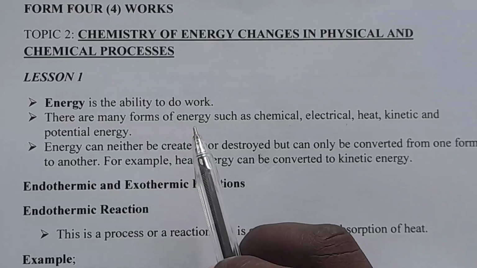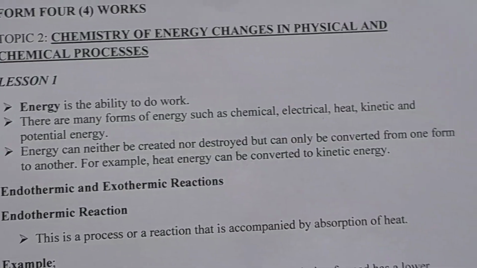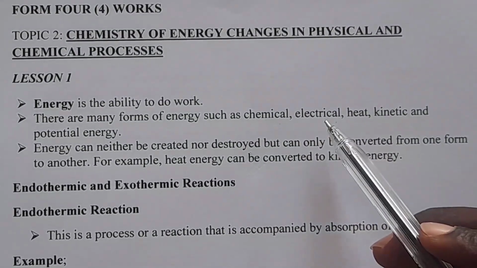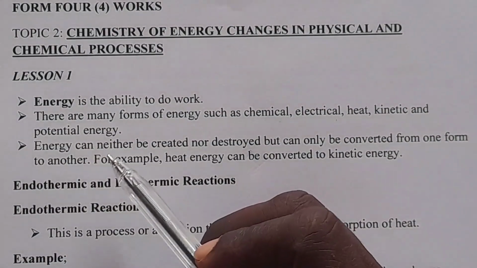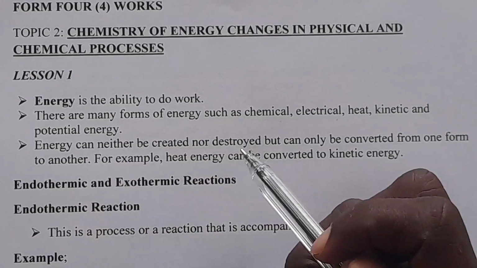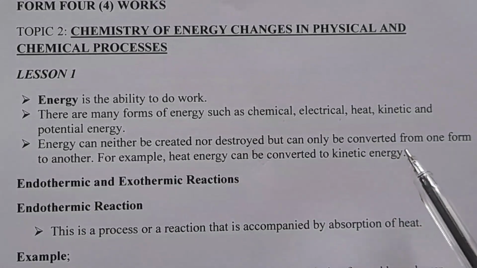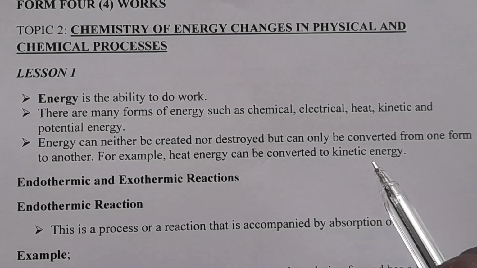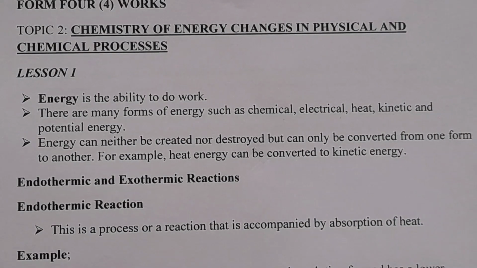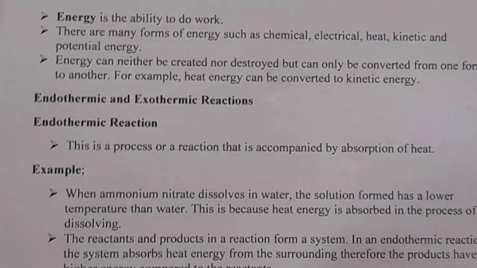There are many forms of energy, such as chemical energy, electrical energy, heat energy, kinetic energy, and also potential energy. Energy can neither be created nor destroyed, but can be converted from one form to another. For example, heat energy can be converted to kinetic energy. Next, we are going to go to endothermic and exothermic reactions.